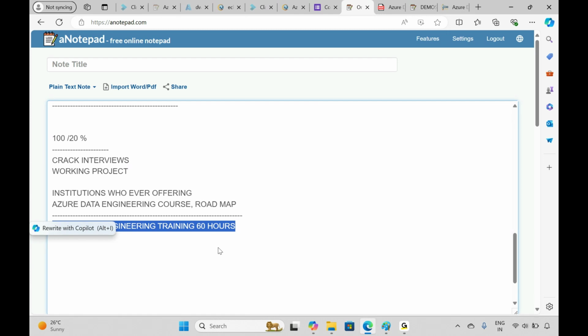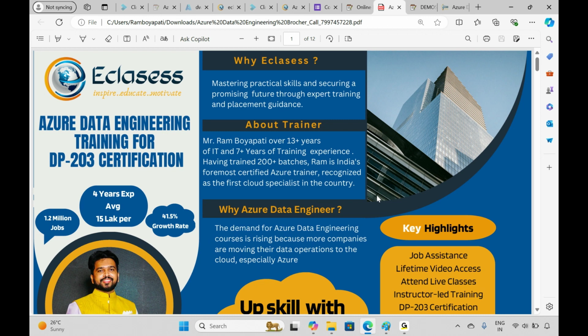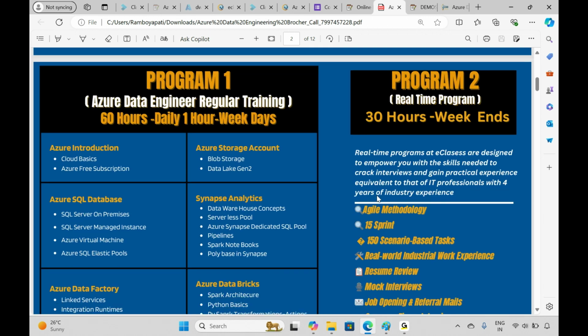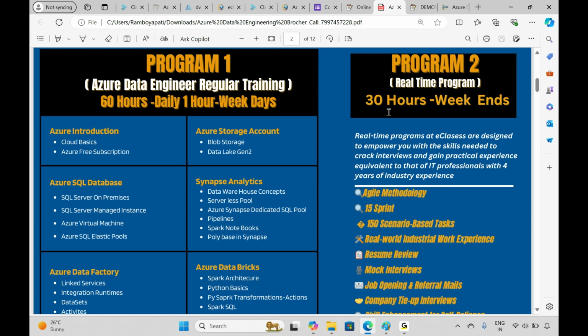So with my experience in trainings and placements, to increase the placement rate, the ratio of placement, we want to increase it to at least 80 out of 100. I have designed one clear roadmap for all of you. Every institution generally offers only one particular program. But with my experience, I have designed two programs for you. This Azure Data Engineering course, I divided into two programs, Program 1 and Program 2. What are Program 1 and Program 2?